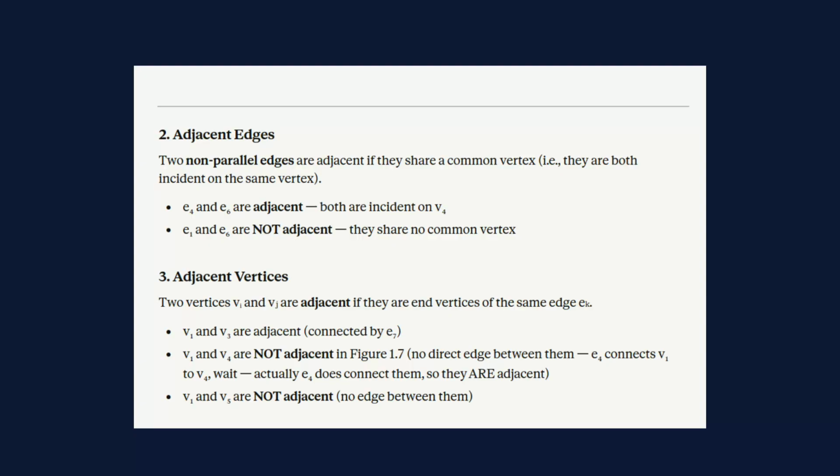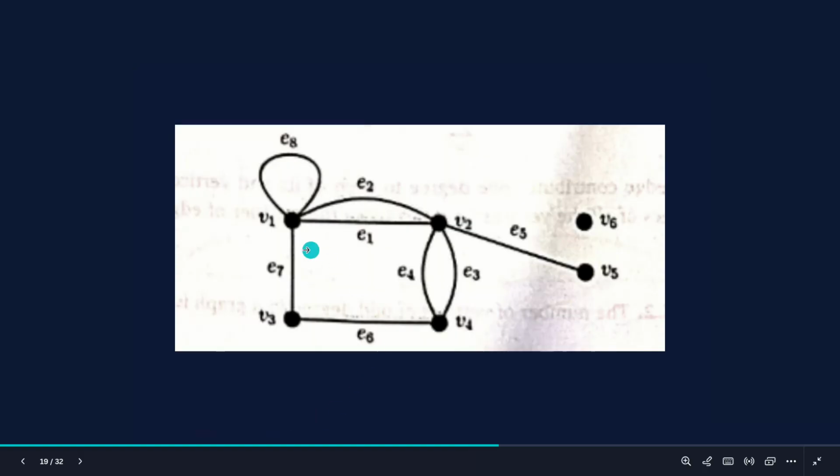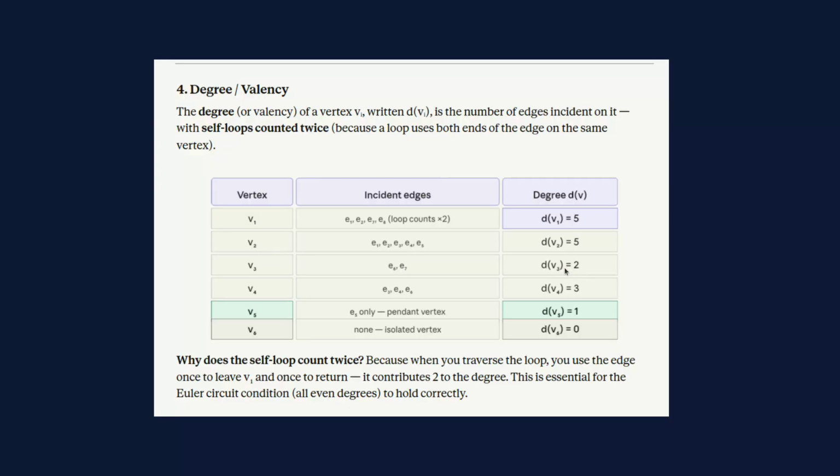Non-parallel edges. Here, if you see, V1 and V5 are not adjacent vertices. Why? V1 and V5 are here. They are not sharing a common edge between V1 and V5, right? So that is why we cannot consider V1 and V5 adjacent, because there is no common edge between them.